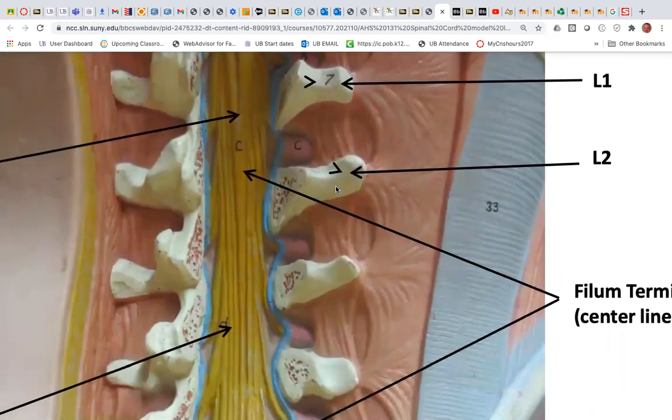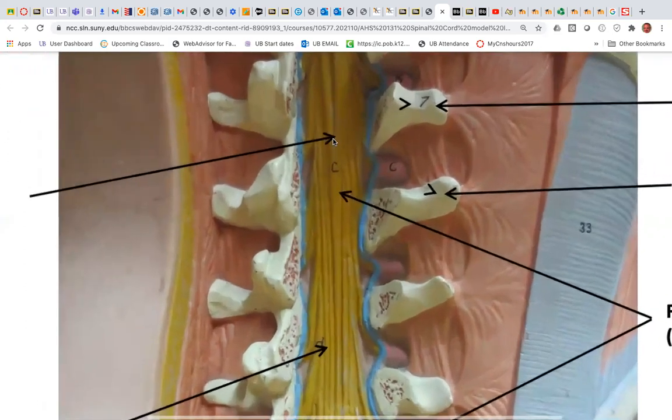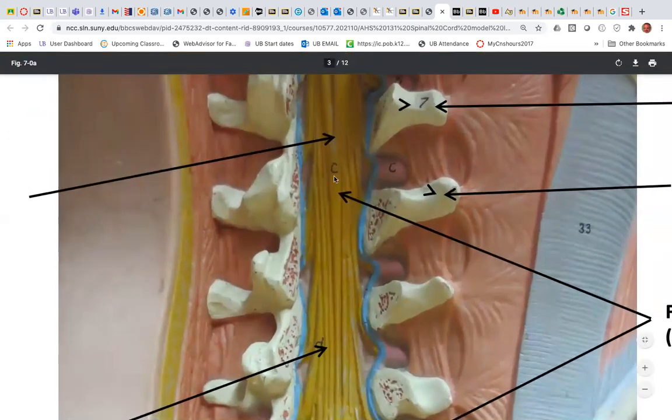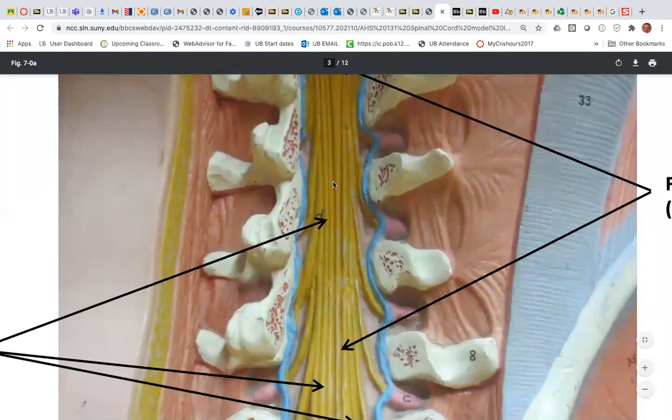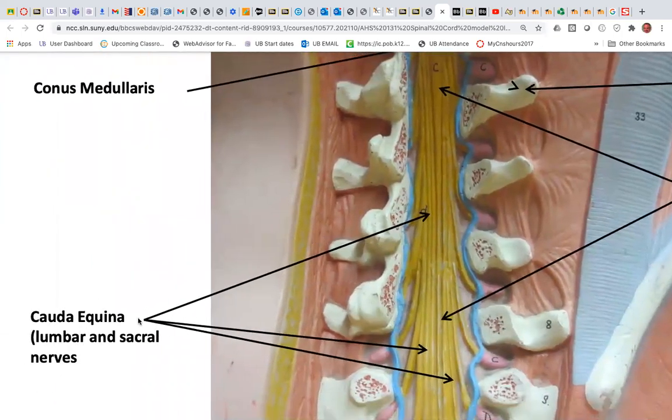All right, so here's just a close-up view of what we just showed you, the L1 and L2 vertebrae. Here's the conus medullaris. You can see it tapering into that cone, looks like an ice cream cone there. And then we can also get a nice look at the cauda equina, once again, the horse's tail.